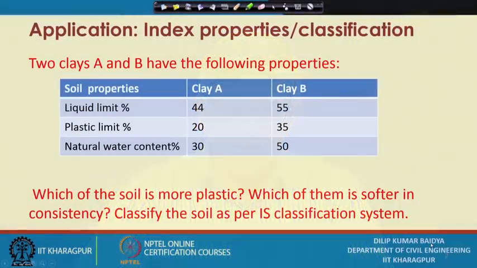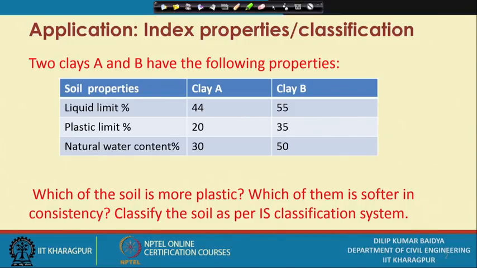So, let us see the first problem. The first problem is described like this: two clays A and B have the following properties. Soil properties: liquid limit, plastic limit, and natural water content. Clay A has liquid limit 44%, plastic limit 20%, natural water content 30%, and clay B has liquid limit 55%, plastic limit 35%, and natural water content 50%.